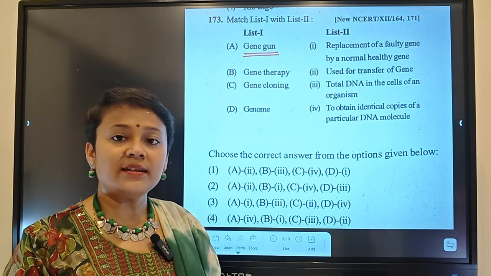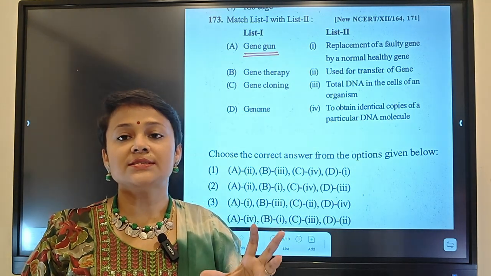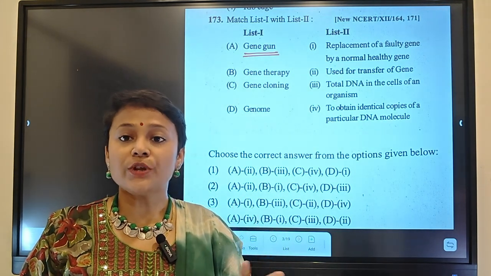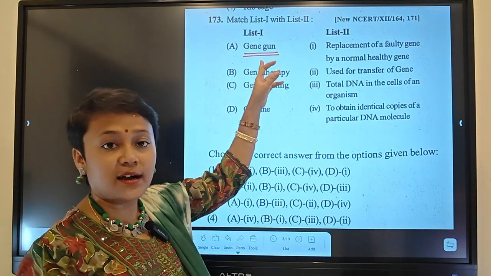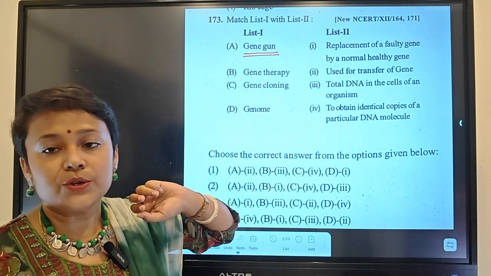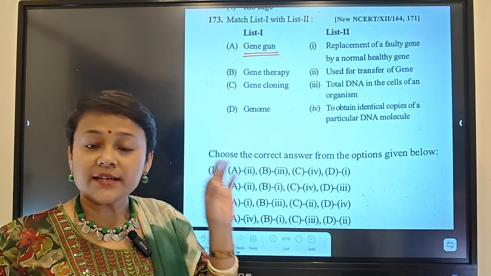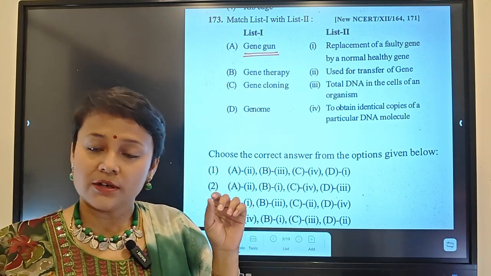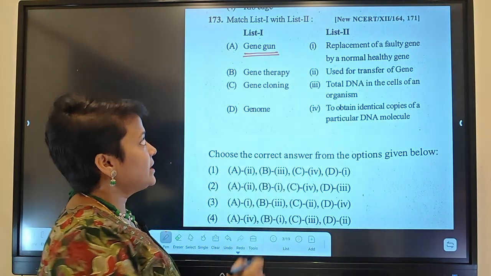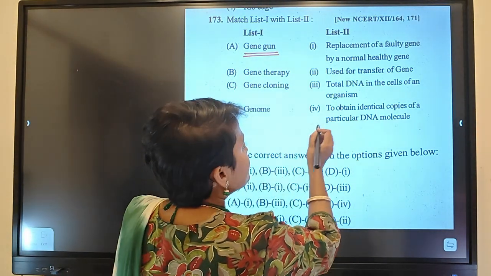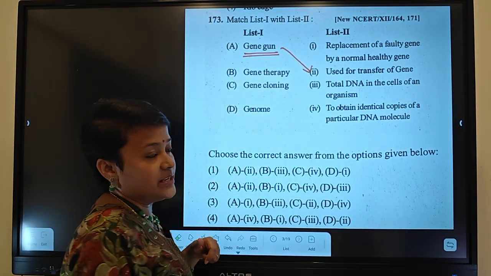But gene gun uses nanoparticles loaded with DNA, which are bombarded into the target cell. That is called gene gun, and it helps to transfer DNA into plant cells. It is written in NCERT, so if you forget this, please go and check this topic. So the answer will be gene gun, used for transfer of gene, right?